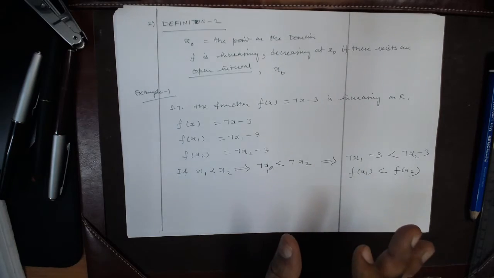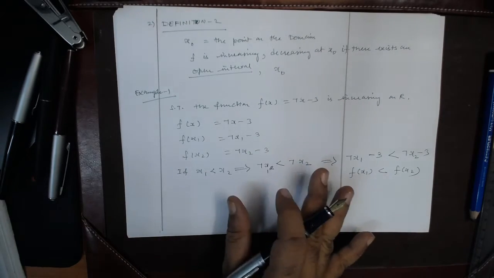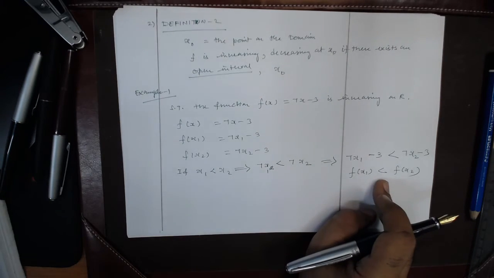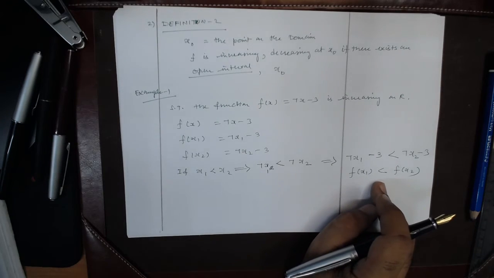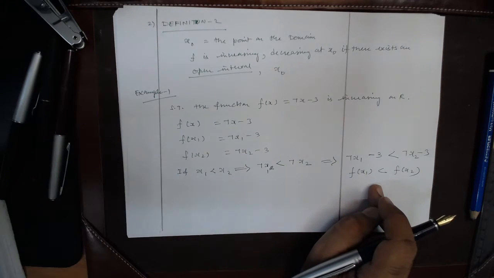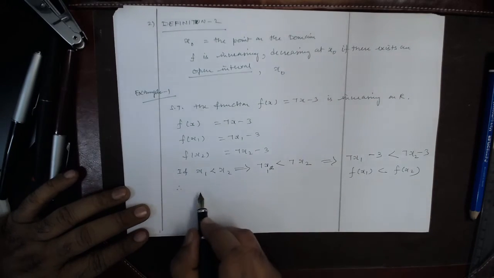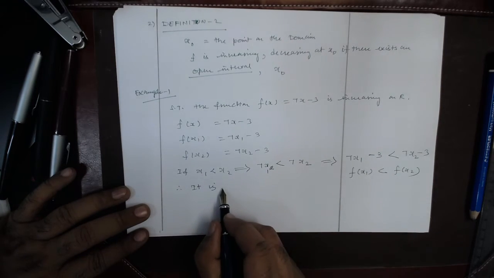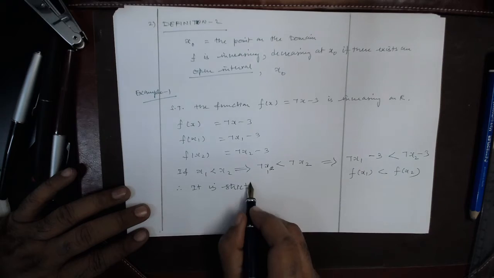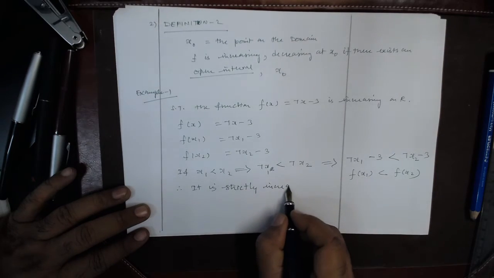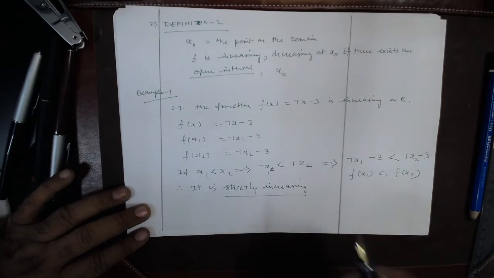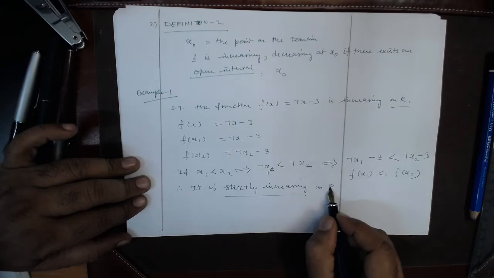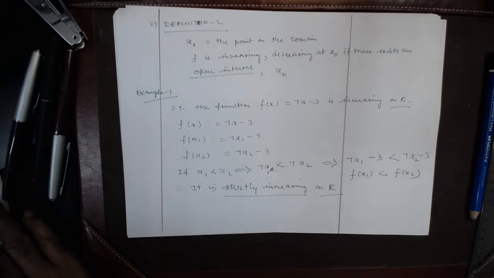So less than means what? It is a strictly increasing function only, because there is no less than or equal to symbol, it is only less than. So if it is less than, definitely it will be an increasing function like this, okay? Therefore the function f of x is strictly increasing. What is the interval here? It is given as R, the real numbers.